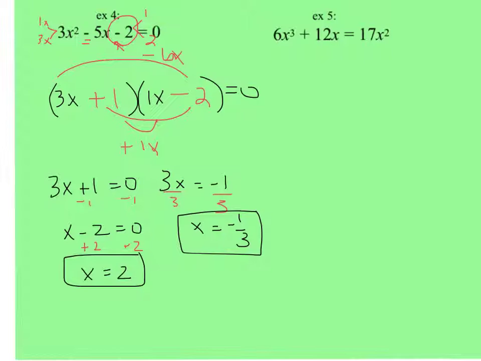In example 5, you do need to do some ordering, get it set equal to 0, and take out any GCFs. There aren't any special factor patterns or red flags. Go ahead and try that now.